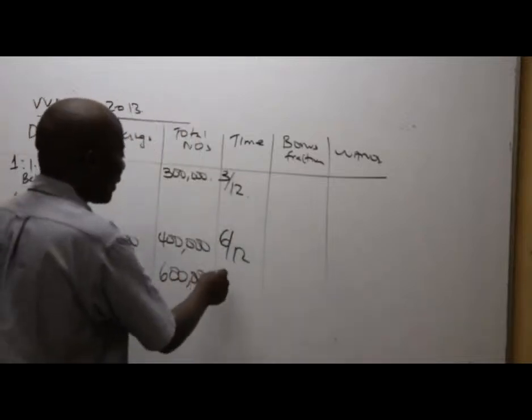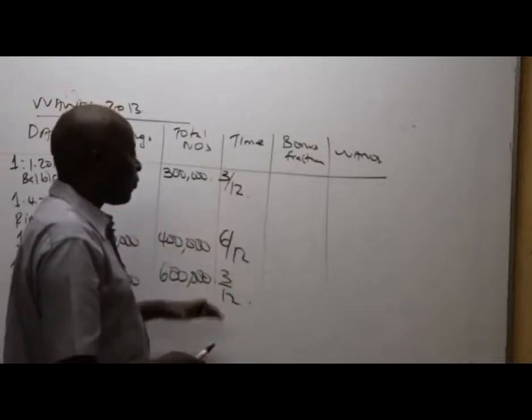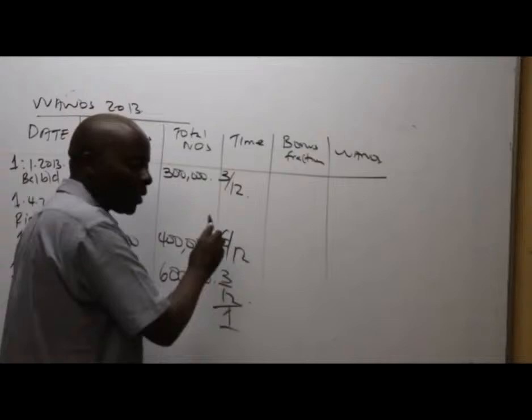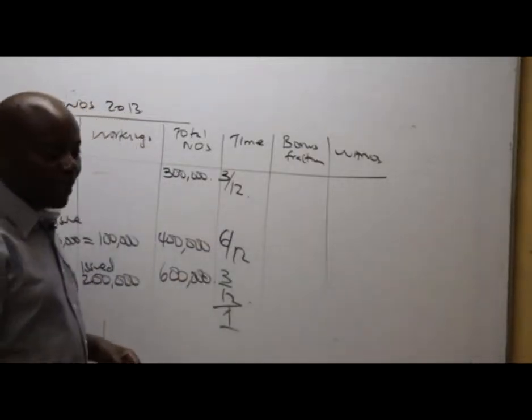Of course, there'll be what here, somebody? 3/12. And of course, time fractions, when you add them, they must always add up to what? They must always add up to 1.